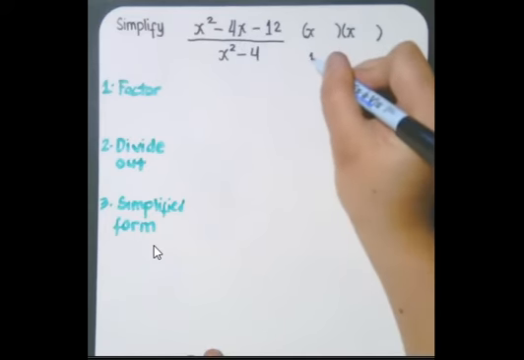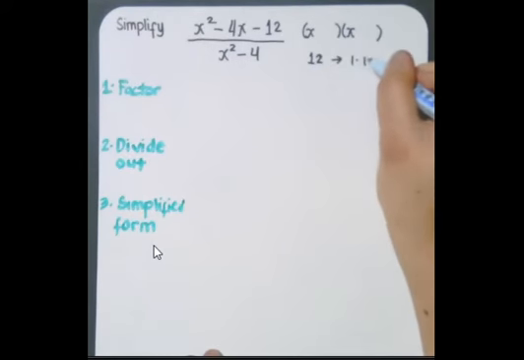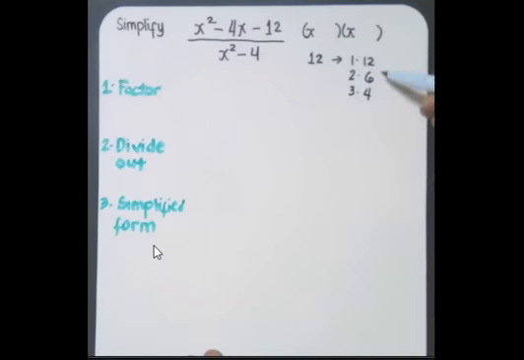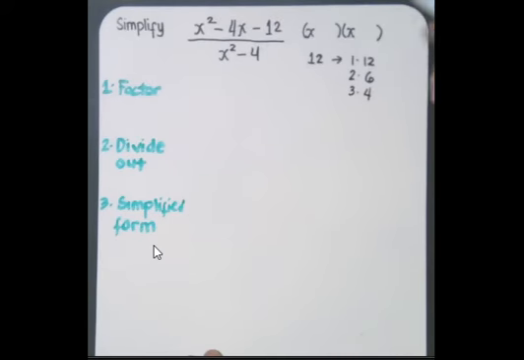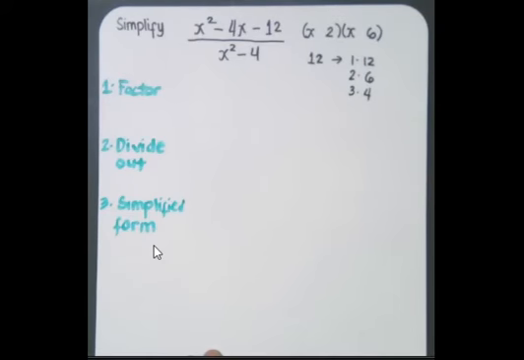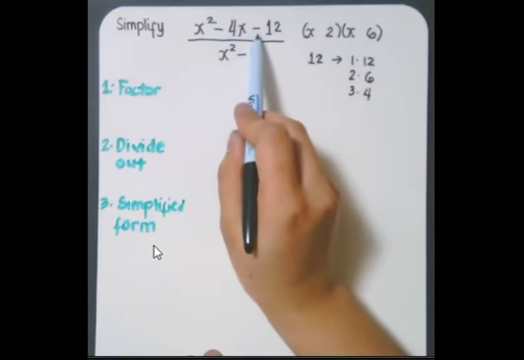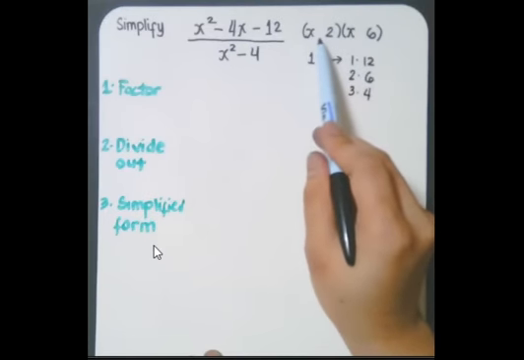Now let's list down the different factors of 12. We have 1 times 12, 2 times 6, 3 times 4. Which of these 3 factors of 12 will give you 4 when you add or subtract them? The answer is 2 and 6, so we will put 2 and 6 over here. Now, we will think of the sign that we will use. Since we have negative 12 over here, that means these 2 should be of different signs.